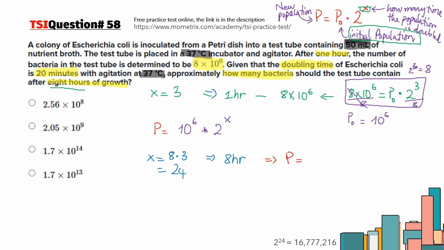Now we just calculate the new population. P is equal to 10 to the power of 6 times 2 to the power of 24. And 2 to the power of 24 is a big number, so we can use the calculator. This is the answer: P is 16777216 times 10 to the power of 6.